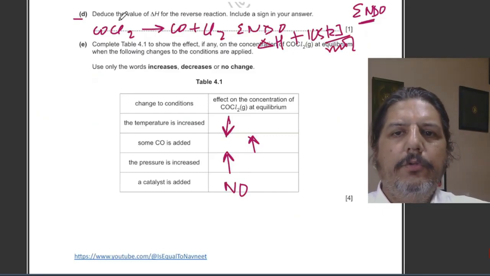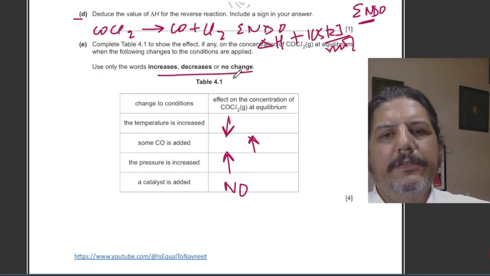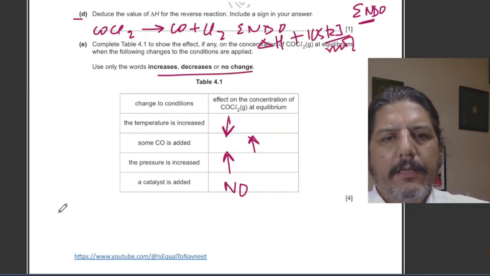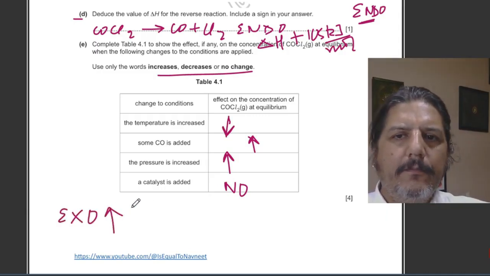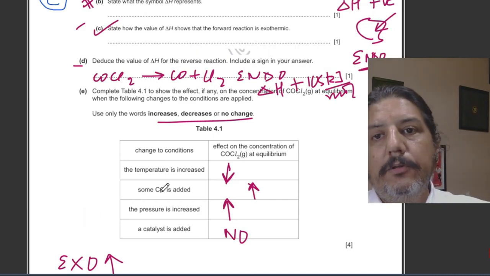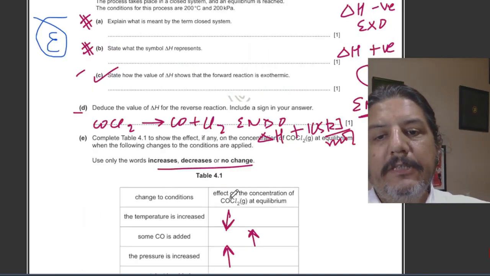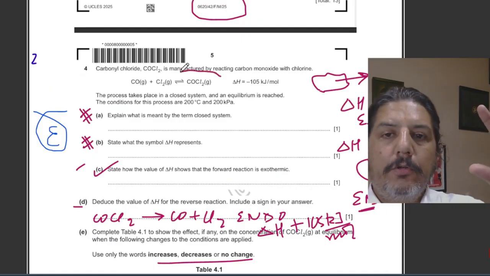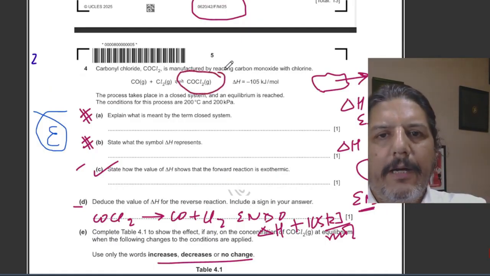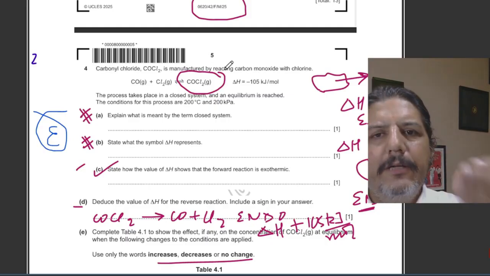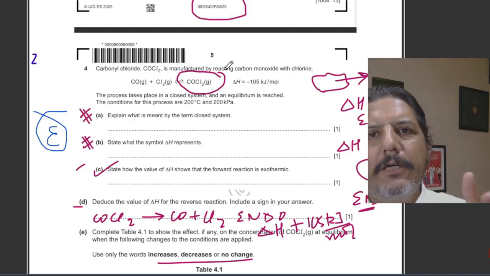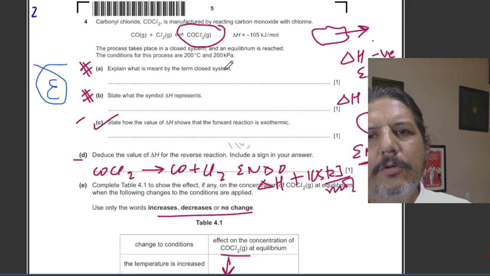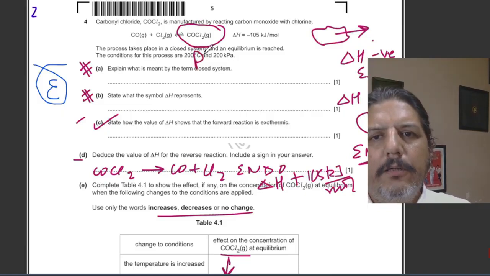Okay, so now we are discussing the effects. Now, discussed many times before, exothermic reaction. If the temperature is increased, one thing that I'll advise is you have to carefully see the effect on the concentration of COCl2. You have to carefully see which element of the reaction, which compound they are focusing on. So here they are focusing on the product. Remember this.